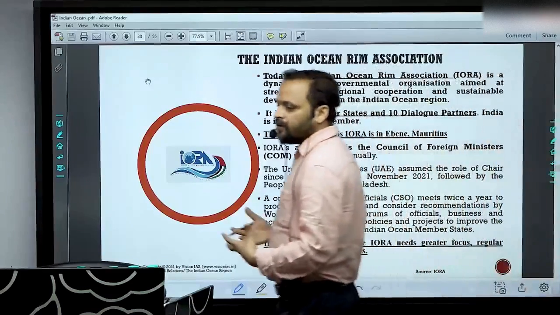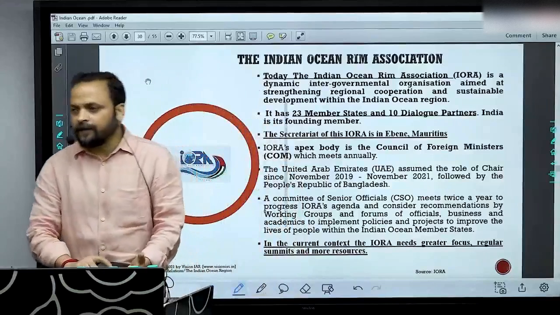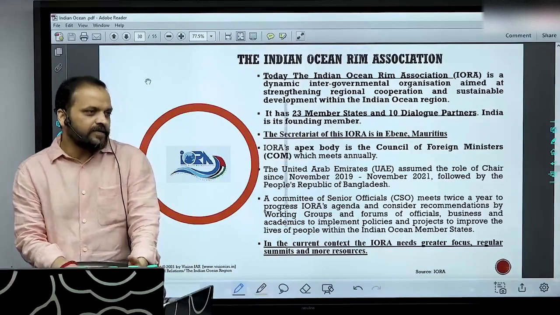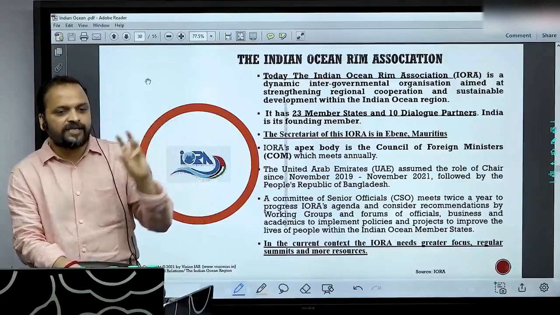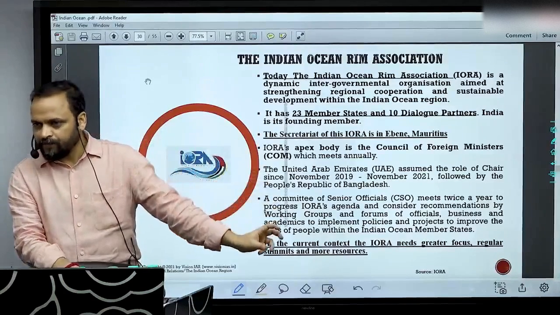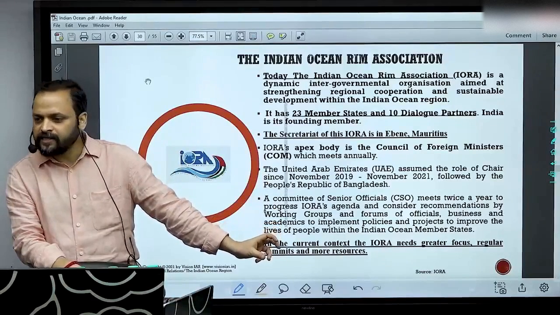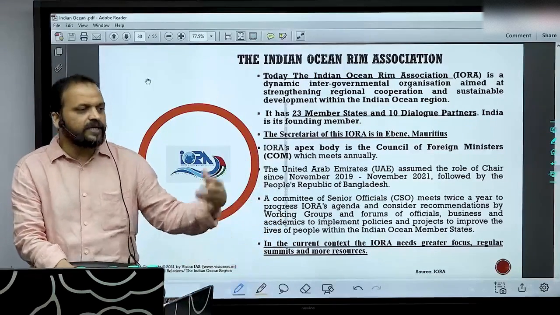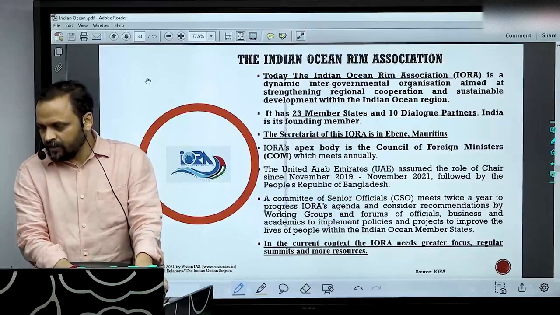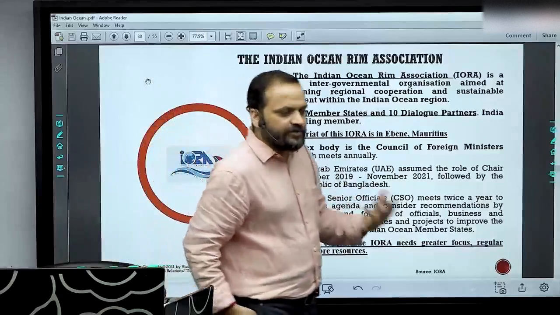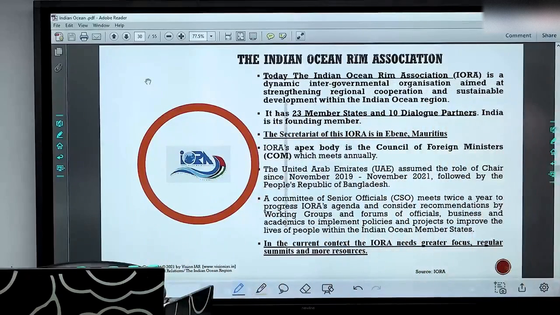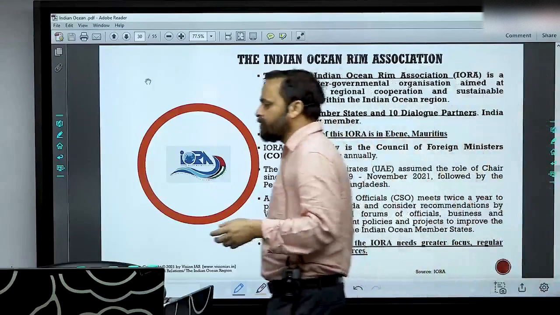Because who are the members? Countries from Africa, countries from West Asia, countries from South Asia, countries from Southeast Asia. So meaning they have their own regional focuses. And thereby the IORA gets secondary focus or becomes secondary in their regional choice, right? So it has lacked focus and it has lacked resources. Resources like funding mechanism for implementation of programs, right? So that is basically the criticism of Indian Ocean Rim Association.